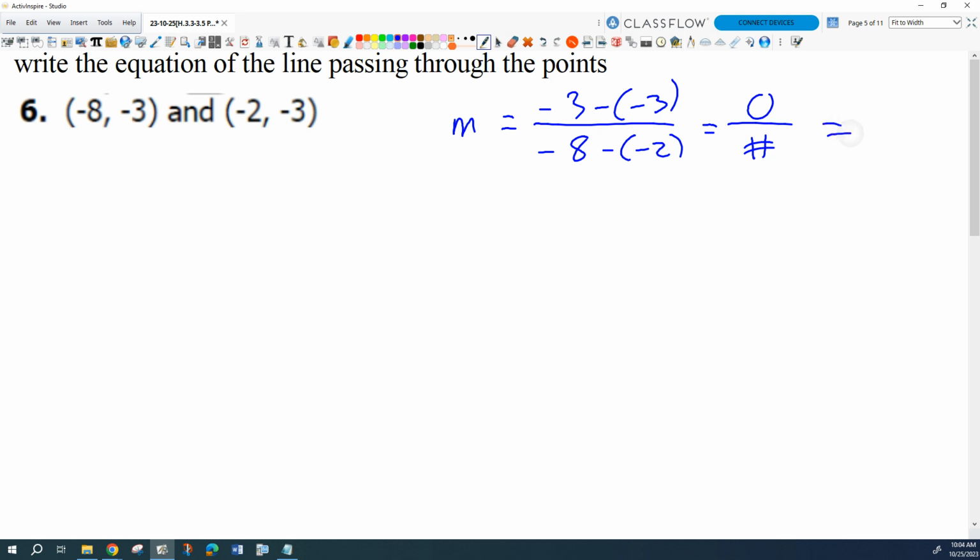Okay, good. What's 0 divided by 0? You can't do it, can you? Because you can't divide by 0, right? 0 divided by 0 is not doable. You can never divide by 0. Even 0 divided by 0 doesn't work. So we get 0 for our slope.